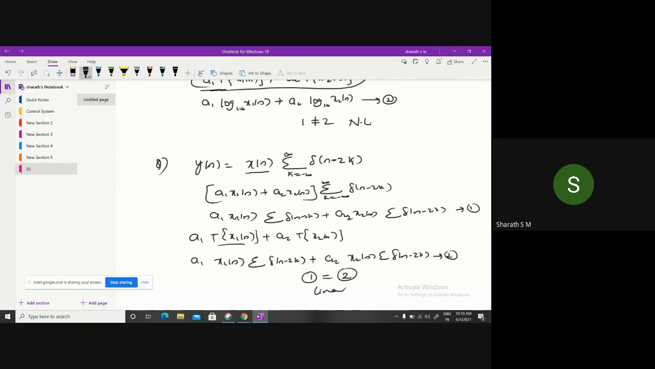And this is causal and memoryless, and is it time invariant or variant? Time variant. So time variant.